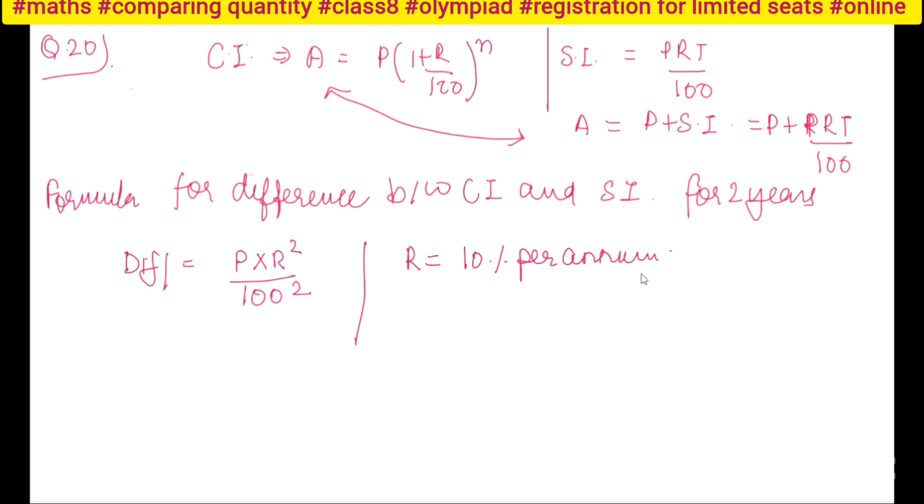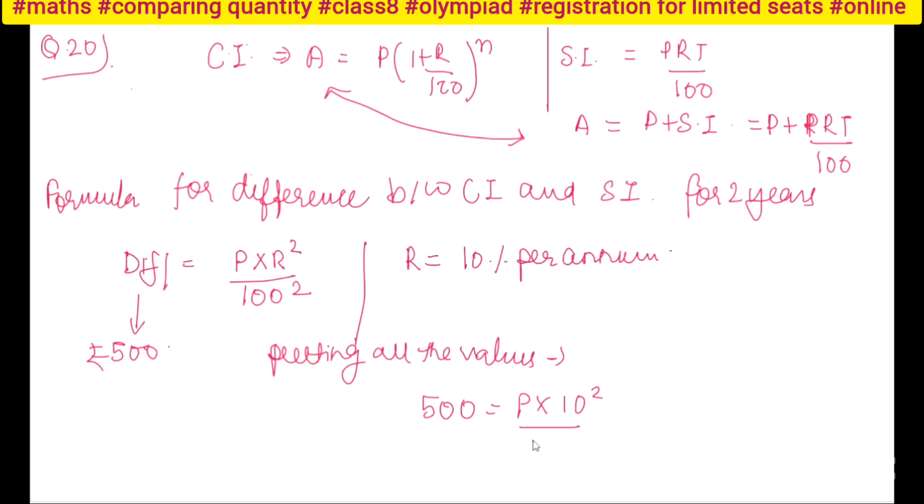They have given this. So time is my 2 years and the difference is how much? They have given rupees 500, right? So putting all the values, what I get is 500 is equal to P into 10 square upon 100 square.